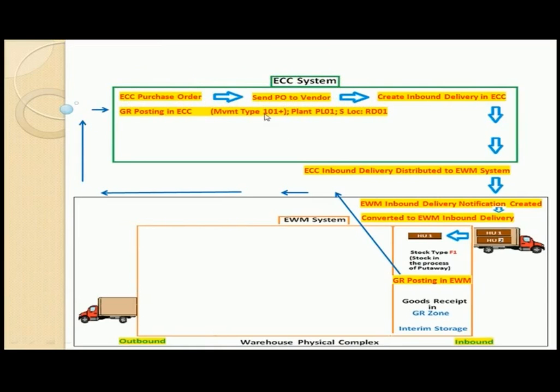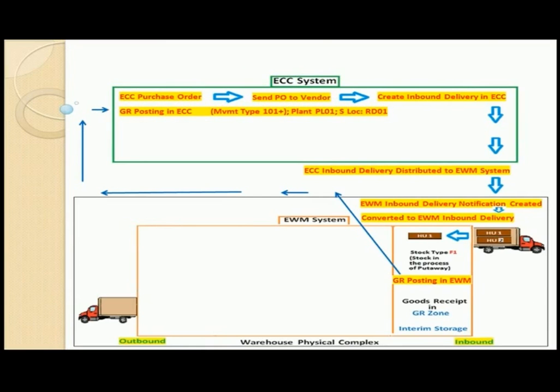And this is happening, so the movement type 101 plus is automatically happening in SAP ECC based upon the communication from SAP EWM. This is happening in the storage location RD01. We have a location concept in SAP ECC when it comes to SAP EWM integration.